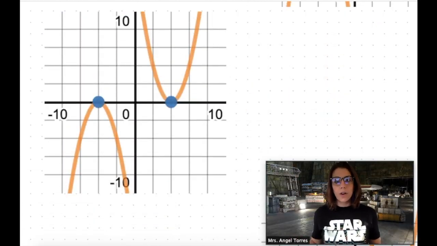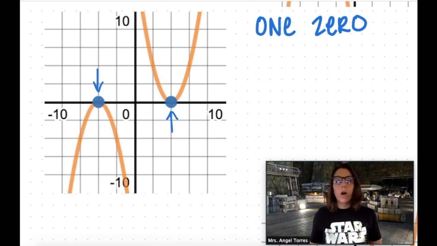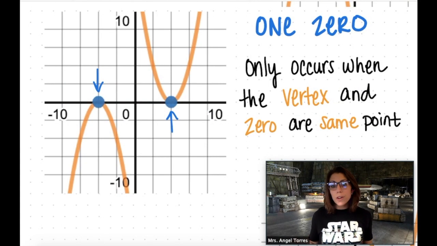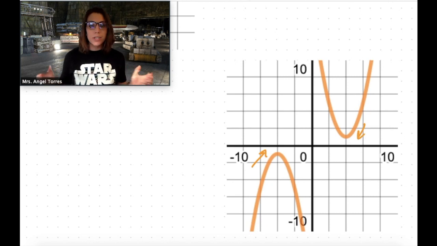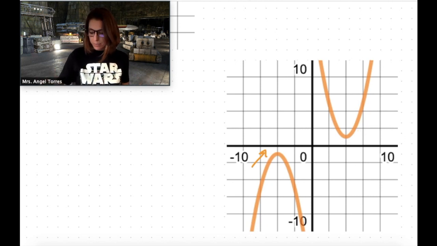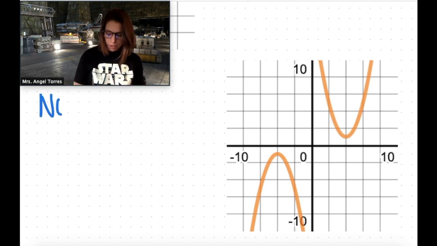The second scenario when you have a parabola and a quadratic function is that your parabola only crosses the x-axis in one unique spot. That would mean that these parabolas have one zero, only one x-intercept. Now, this only occurs when the vertex and the zero are the same point. The third and final scenario is when the parabola does not cross the x-axis. In both of these cases, you don't see any points that the parabola shares with the x-axis. There are no x-intercepts in either parabola. So we would say that these parabolas have no zeros.